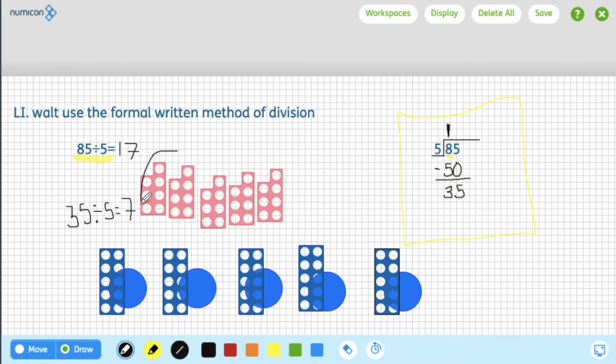Just like I was left with 35 over here after I got rid of those 5 10s, I have 35 left over. And then I work out how many 5s go into 35, which we all know is 7. So I'll put my 7 over the units column here. And then again, I multiply them by each other, so 5 times 7 is 35. And I know that 35 take away 35 is 0, so I don't have anything left over. I don't have any remainders.